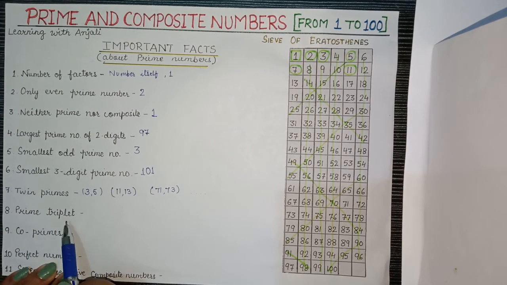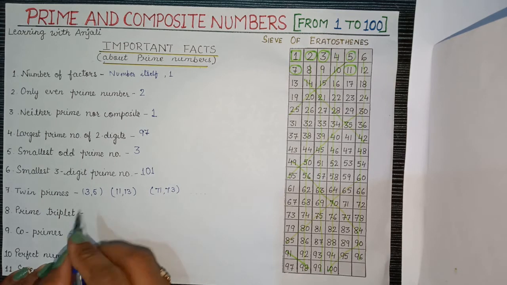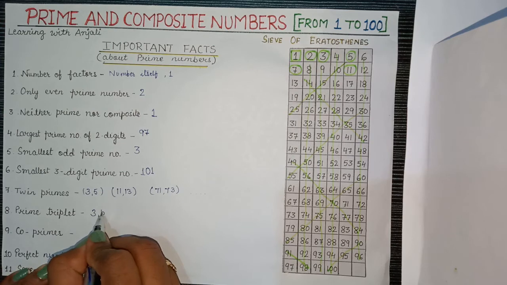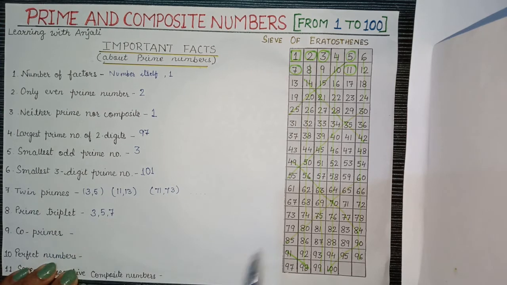Now prime triplet. A set of 3 consecutive prime numbers differing by 2 is called prime triplet. A set of 3 prime numbers whose difference is 2 and which come consecutively are called prime triplets. In this 1 to 100 there is only one prime triplet, which is 3, 5, 7. Other than that there is none.